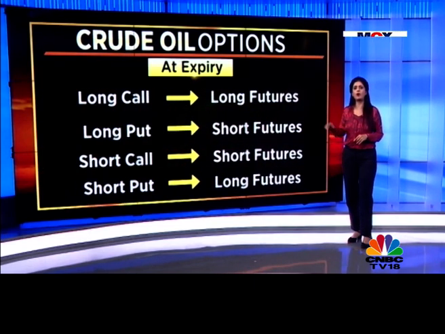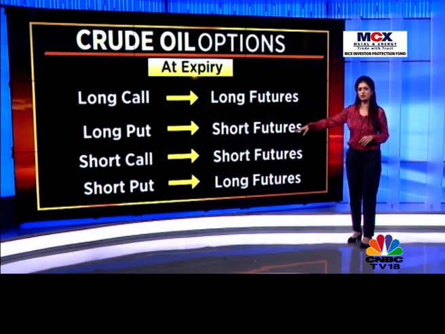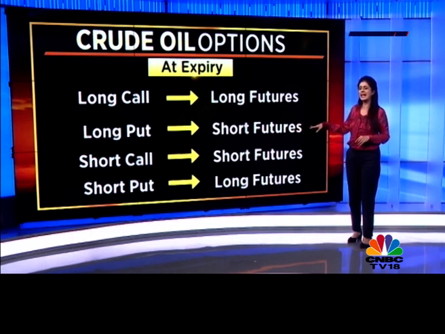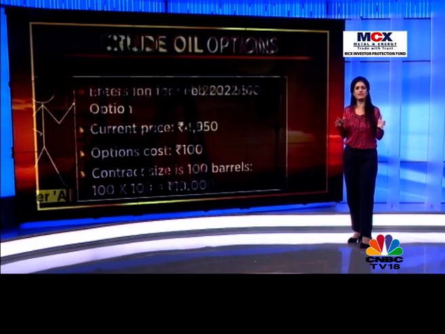At the expiry, the long call positions devolve into long futures, the long put into short positions, and if you look at the short calls, that goes into short futures, and in case of short put, that goes into the long futures underlying contracts. Now let's understand this by way of an example.